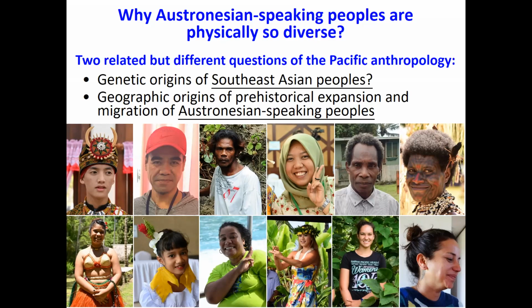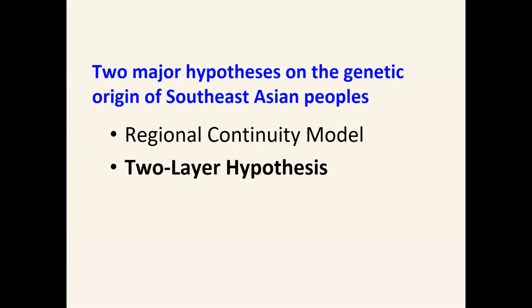The first is people want to know what is the genetic origin of Southeast Asian people, because they are physically very diverse. And also the anthropologists want to understand the geographic origin of the prehistorical migration of the Austronesian-speaking people. Okay, and basically in archaeology, there are two major hypotheses to explain the physical diversity of the Austronesian Southeast Asian people. One is called the regional continuity model. The other one is called the two-layer hypothesis.